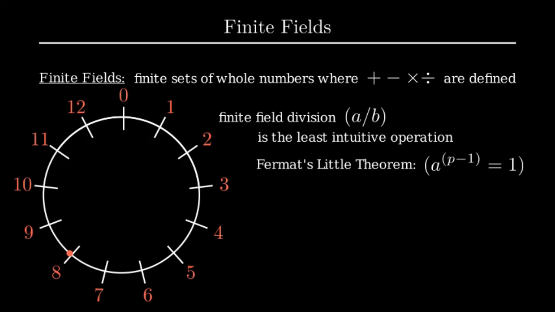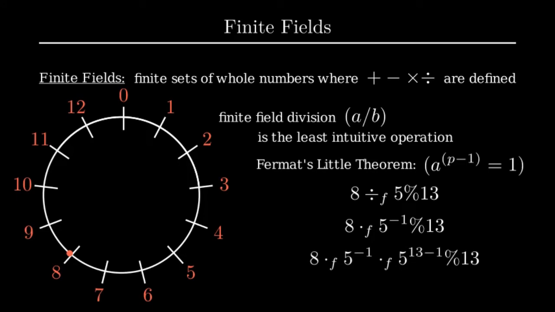To perform division, multiply by the inverse. Then multiply by Fermat's theorem, the equivalent of multiplying by 1. Add the exponents of like bases and compute the finite field multiplication. 8 divided by 5 in the finite field of order 13 after 30 million rotations around the circle equals 12.